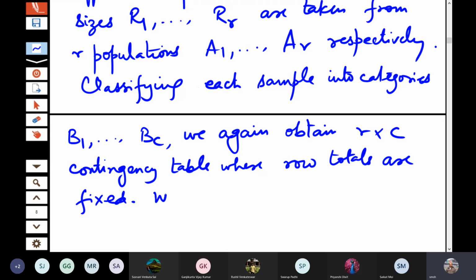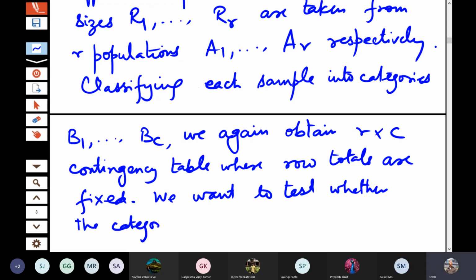So we want to test whether the categories are homogeneous. The test function actually remains the same.